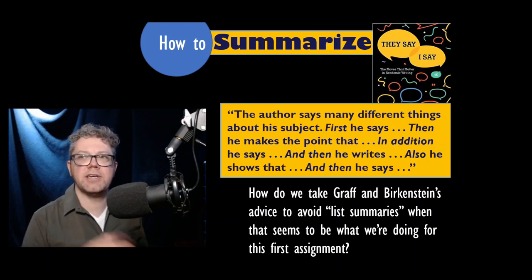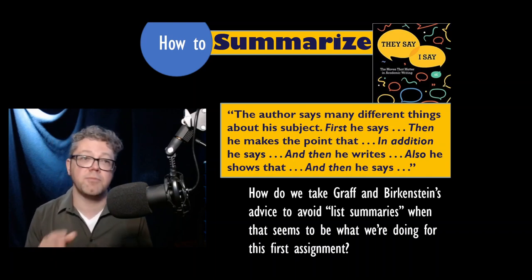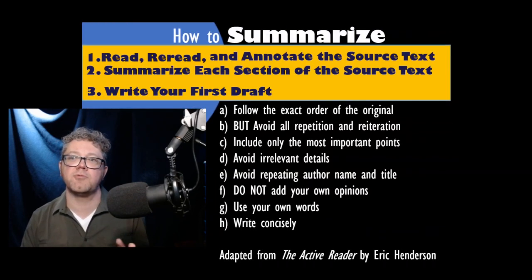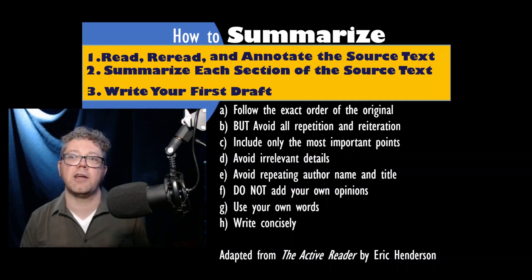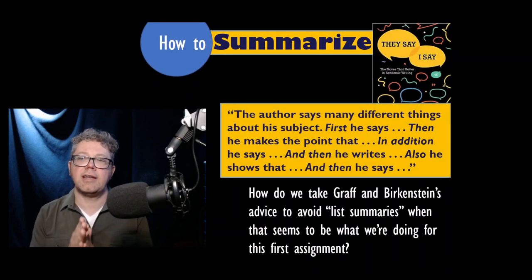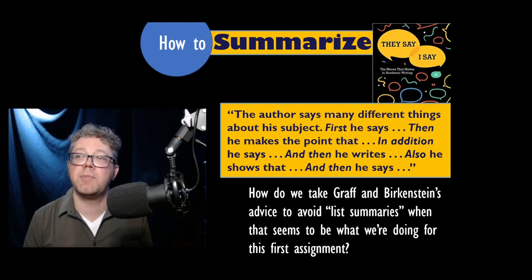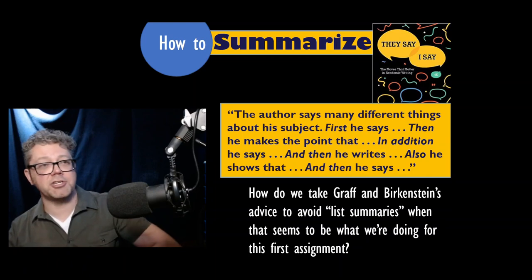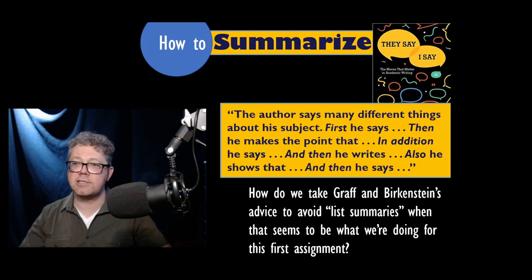Now, there are a few things in They Say, I Say that might feel confusing based upon some of the stuff that I've said. This first one, though, is in support of the first two points that we just got from Eric Henderson's Active Reader. So you're supposed to follow the exact order of the original, but avoid all repetition and reiteration. And in They Say, I Say, Graff and Birkenstein say you should avoid list summaries. They say, quote, the author says many different things about his subject. First, he says, then he makes a point that, in addition, he says, and then he writes, also he shows that, and then he says.